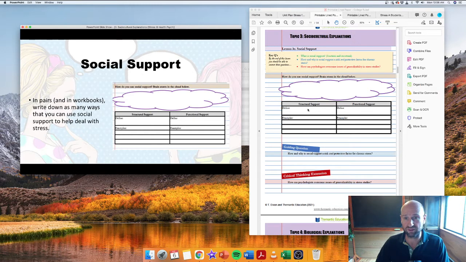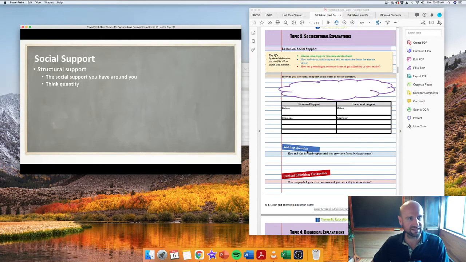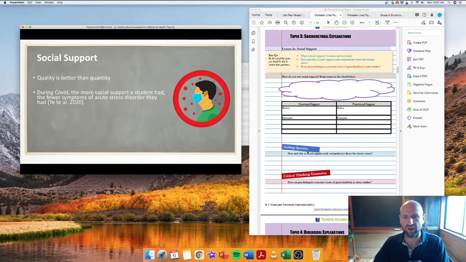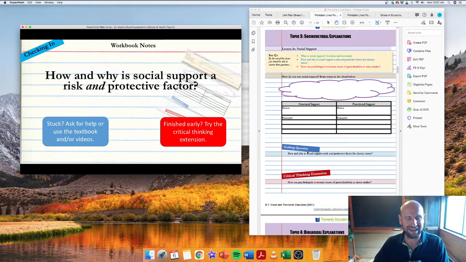Okay, then the real key here is getting to social support. What is social support? There's structural and functional, and what are some examples? And then the guiding question for today's lesson is, again, you can provide students with the choice here: watch, read, listen, lecture. The guiding question: how and why is social support a risk and protective factor? This is the reason I chose that terminology, just to get students to be confident with this terminology that might appear in the exam.